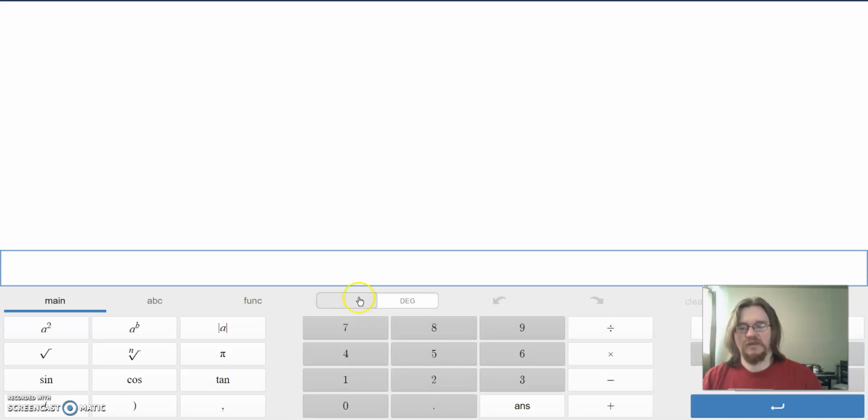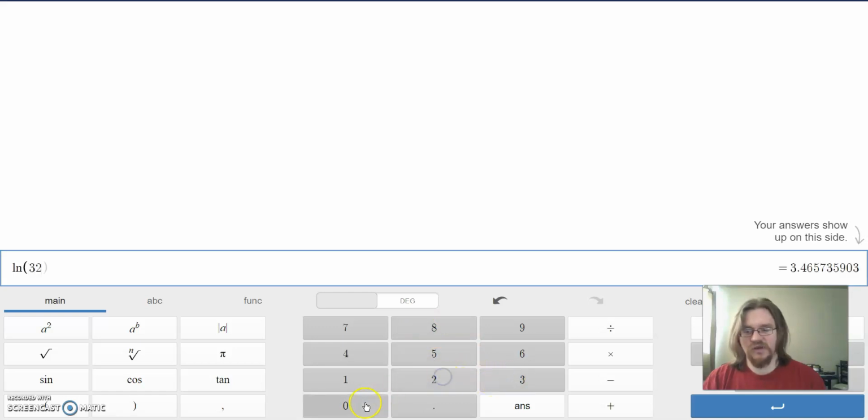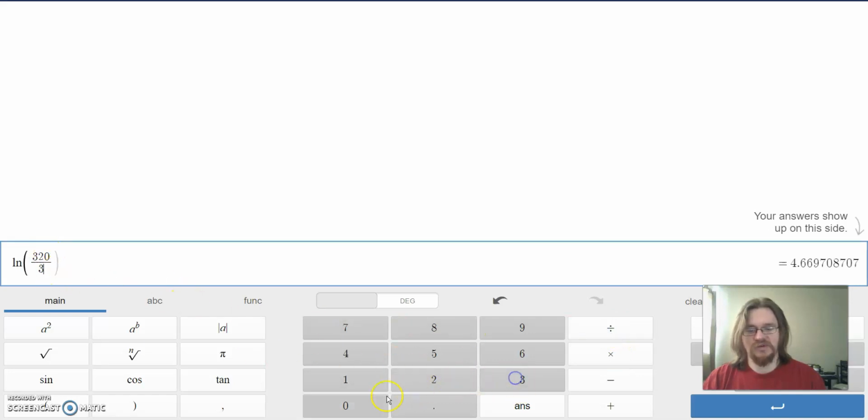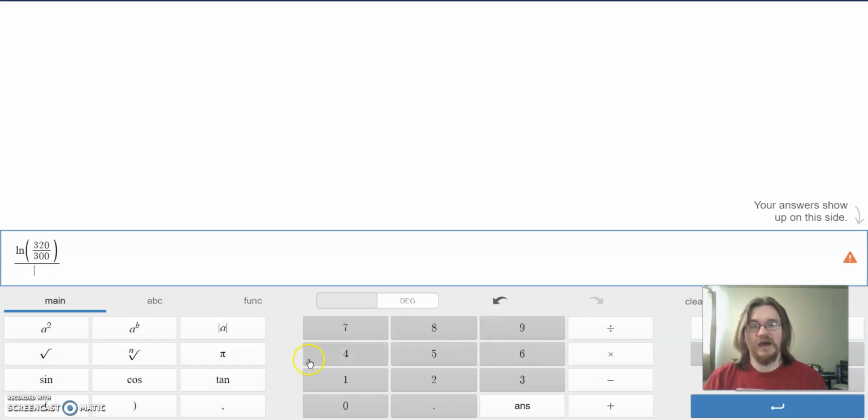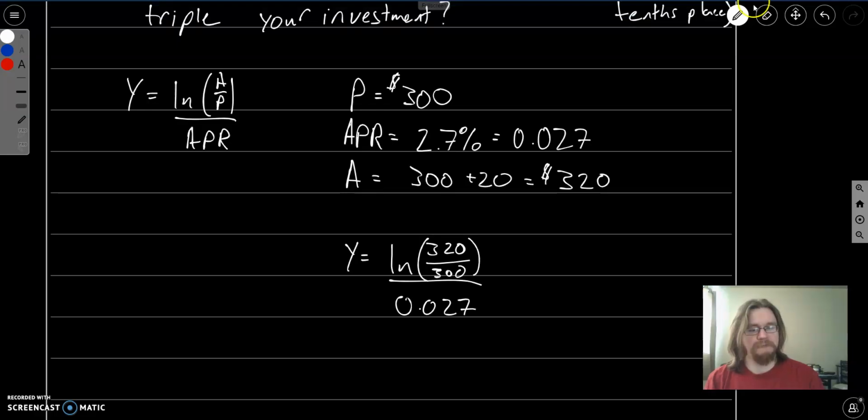So let's come over to Desmos. First of all, I want to take the natural log, and I can just type ln, and it recognizes that this is a function, and then I would need parentheses. I want my account balance, which is 320, divided by our initial principal, and then I'll click over here to give that extra parenthesis at the end. So we have the natural log of 320 divided by 300, and all of this is going to be divided by our APR, which was 0.027, so 2.7%. And here's our answer, 2.39, but I want to round this to the tenths place, so I'm going to round the 3 up because of the 9. So it would take 2.4 years to earn $20.